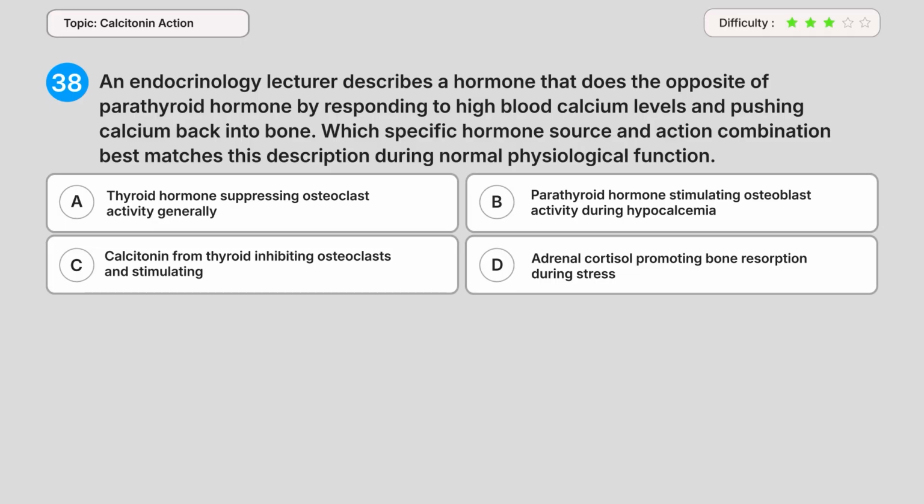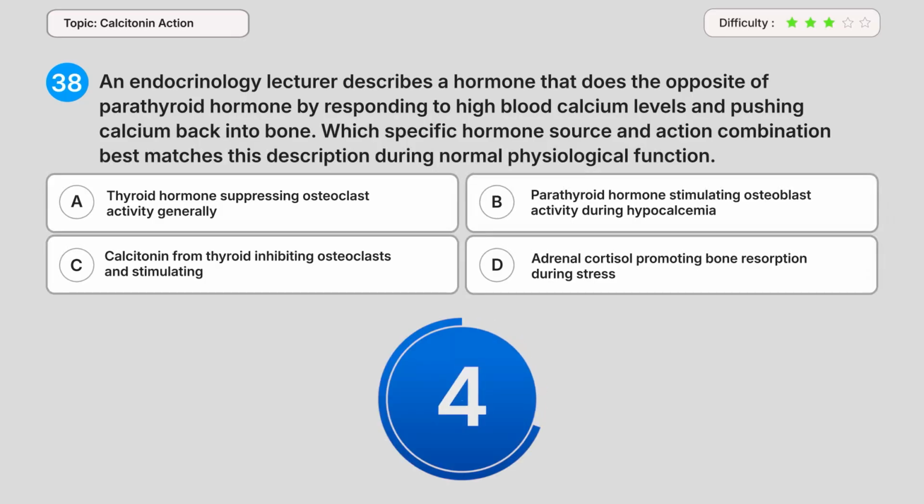A. Thyroid hormone suppressing osteoclast activity generally. B. Parathyroid hormone stimulating osteoblast activity during hypocalcemia. C. Calcitonin from thyroid inhibiting osteoclasts and stimulating osteoblasts. And D. Adrenal cortisol promoting bone resorption during stress. Can you guess the answer?